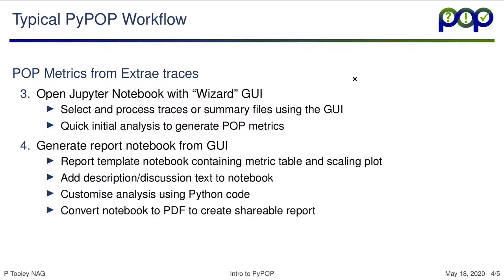And so the next step then is I want to move on to report generation. And this is, I think, the most important and the most useful feature of PyPOP, is that we can now generate an entire report directly with PyPOP. So the first step here is going to be generate a report notebook from the wizard GUI. And this will be a second notebook which contains the plots that we've just generated with the wizard and the code that's needed to generate those, but now fixed with the specific input files that we chose. We can then add description and discussion text to the notebook. We can customize the analysis using additional Python code if we want to. And then finally, we'll be able to convert that notebook to a PDF to create a shareable copy of the report.